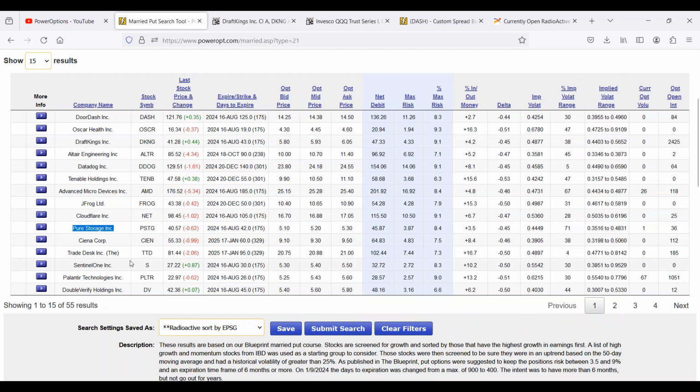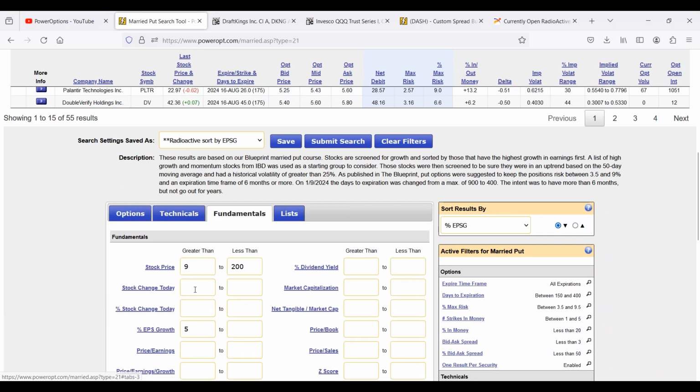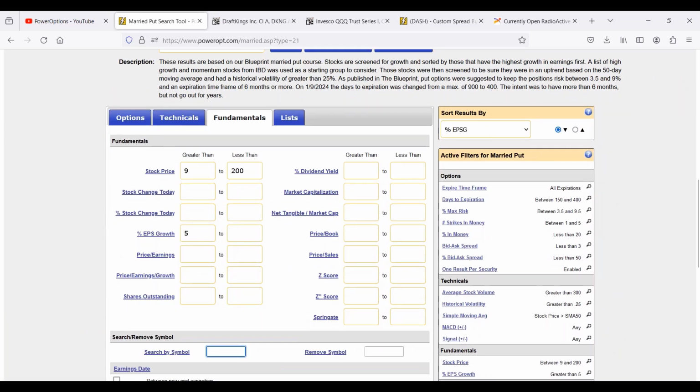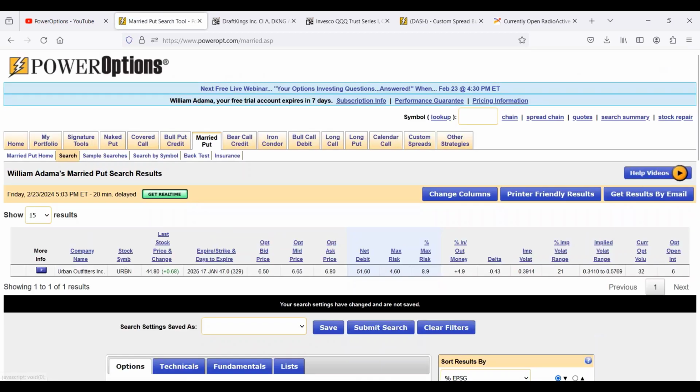I mentioned Pure Storage is another one I'm considering opening. That had been on my watch list. You know, I got out of AMD. I was in that up until December. And let's see, the new positions I have, let me go into the fundamentals here. Don't really need to do this, but is Urban still in here? I believe it is. I saw it earlier today. Yep, there it is. Different strike and position than I have because the price changed.